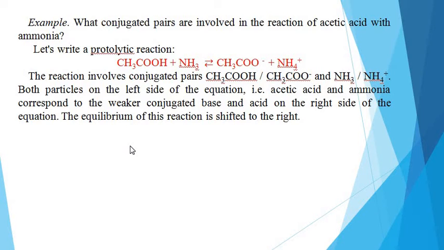Both particles on the left side of the equation, acetic acid and ammonia, correspond to the weaker conjugated base and acid on the right side of the equation. The equilibrium of this reaction shifts to the right.